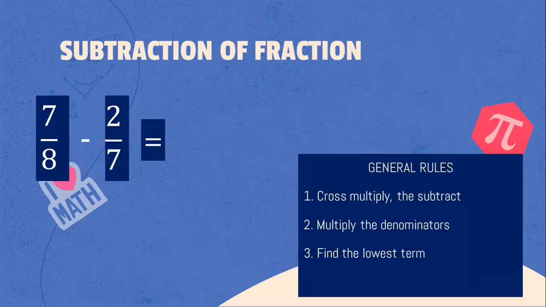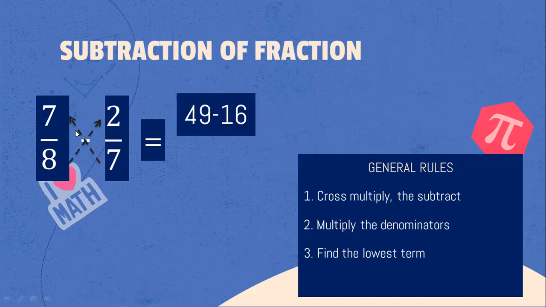Another example. 7 over 8 minus 2 over 7. Again, cross multiply, then subtract. 7 multiplied by 7 is 49. 8 multiplied by 2 is 16. Then we subtract. The next process, we multiply the denominators. 8 multiplied by 7 is 56.